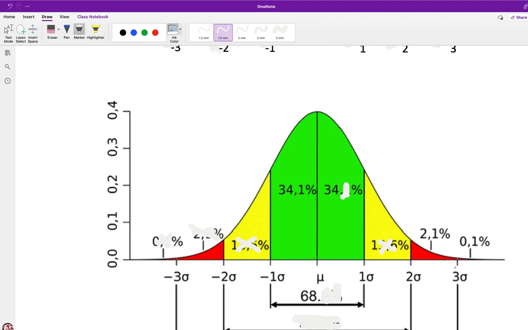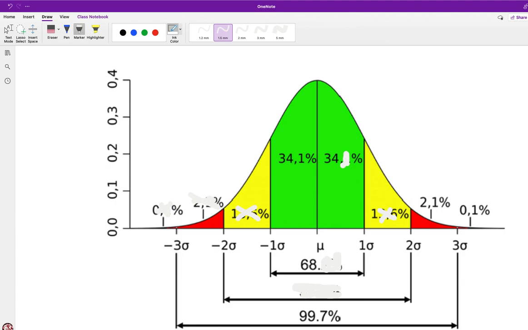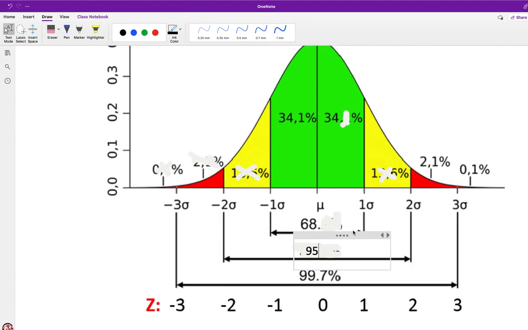So this first section is going to be 68%. The second section, all the way from -2 to 2, is going to be, what did I say, 95? Let's double check. 34 plus 13.5 plus 13.5, 95. That's my last number, 2.35. And the very last one is 99.7 as well. So write these numbers down.